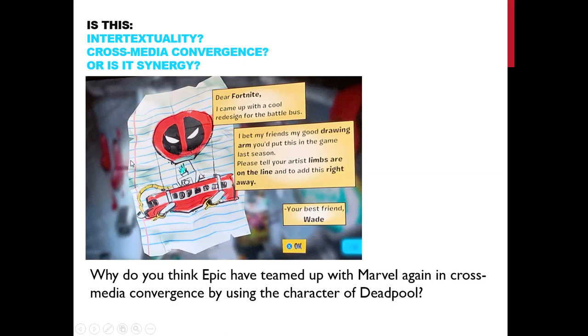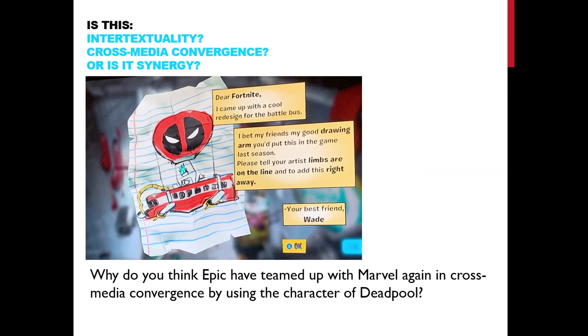Dear Fortnite, I came up with a cool redesign for the battle bus. I bet my friends are good. My good drawing arm. You'd put this in the game last season. Please tell your artist limbs are on the line and to add this right away. Your best friend Wade. Now, what this image doesn't do is say the word Deadpool in it.